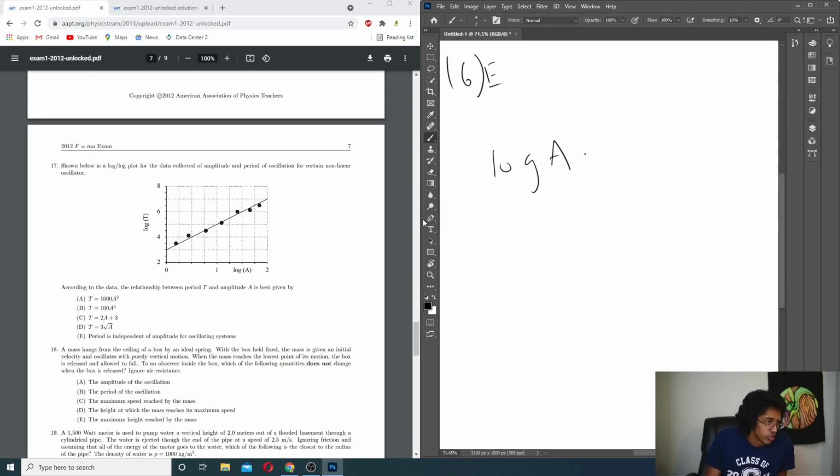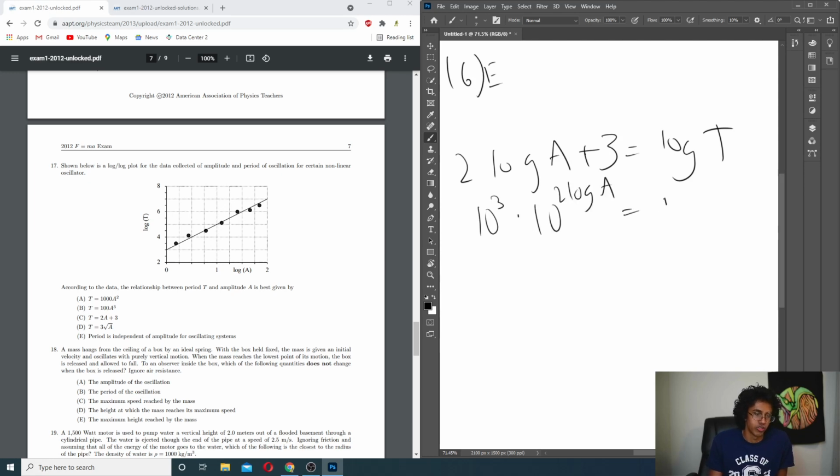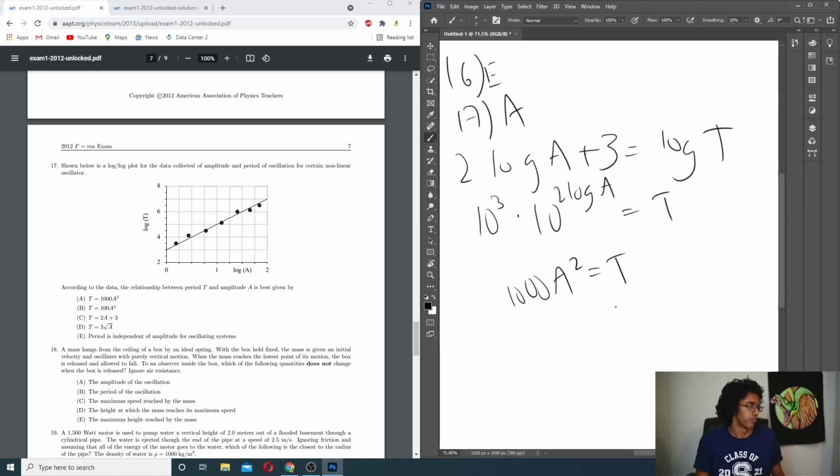Okay, so what's the slope? It's going from 7 to 3. That's 4 over 2, so the slope is 2. Is that right? Yeah. And then the y-intercept is 3, and that is equal to log t. Given that, we could basically take 10 to the power of that. You get 10 cubed times 10 to the 2 log a equals t, and this is the same thing as a squared. So you get 1000 a squared is equal to t, and that is A. Very nice. Alright, 18.